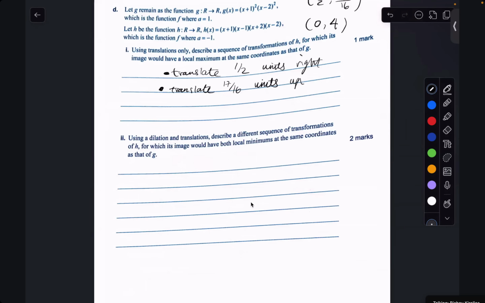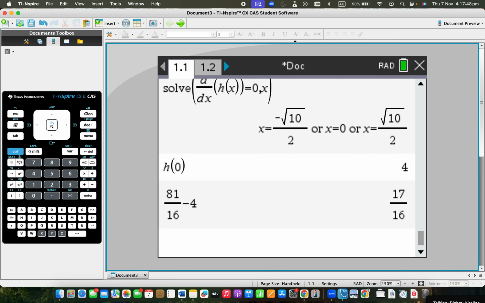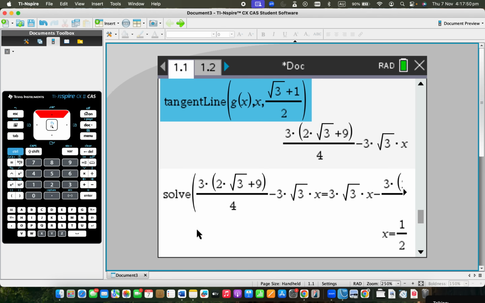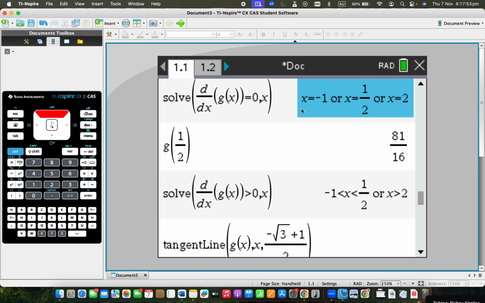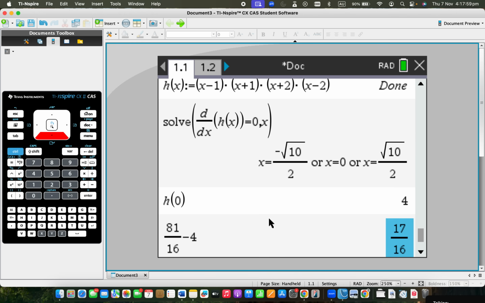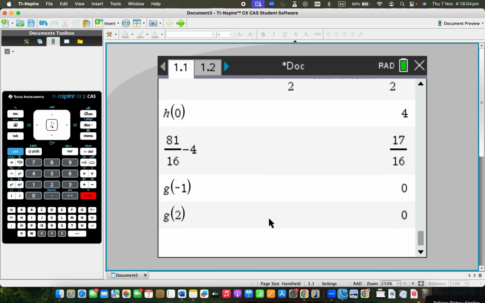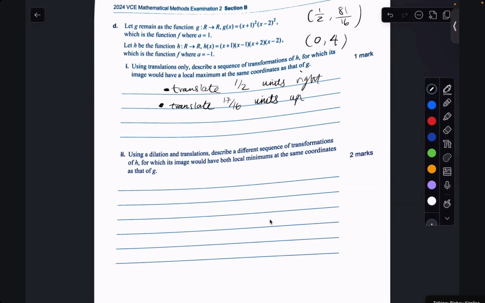Using a dilation and translations, describe a different sequence of transformations of h for which its image would have both local minimums at the same coordinates as that of g. So now we need to find the minimums actually of both. So of g of x, where's that? So it'll be g of -1 and g of 2. Okay, so the minimums of g are -1, 0 and 2, 0.